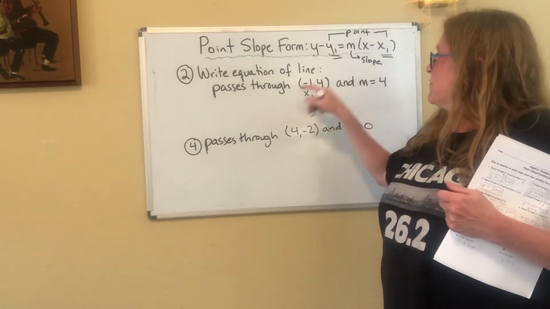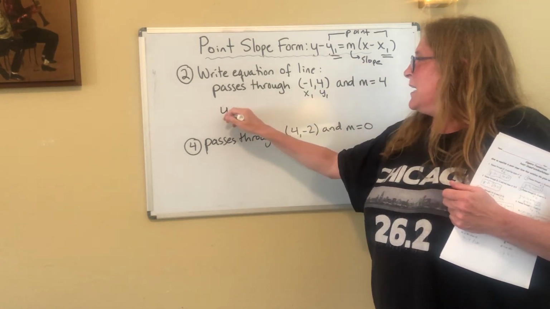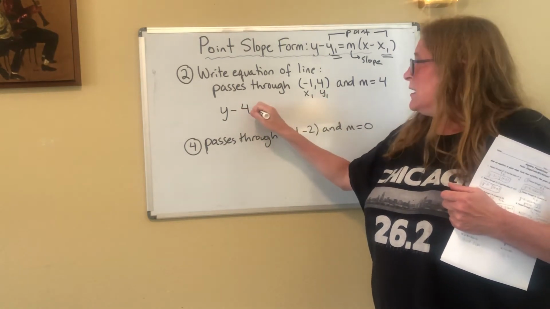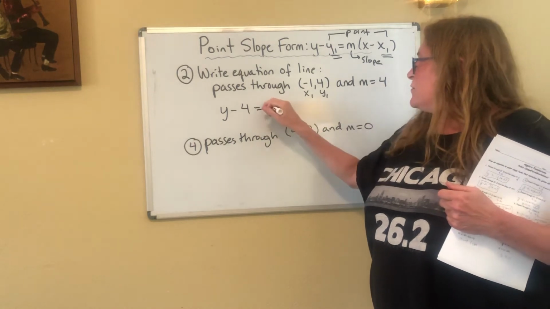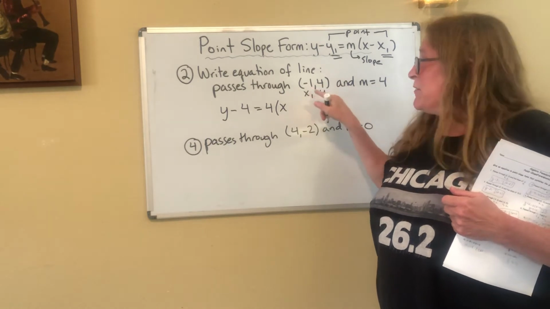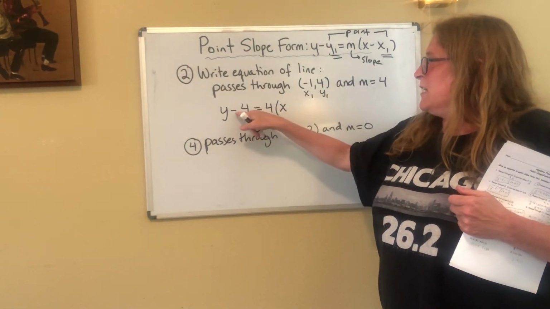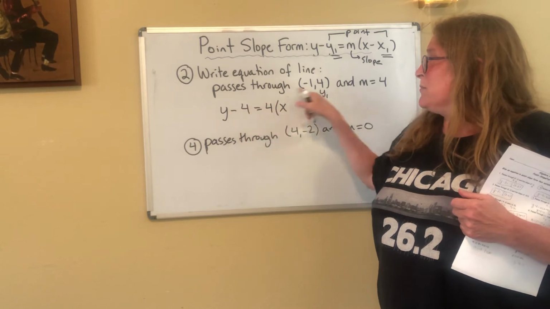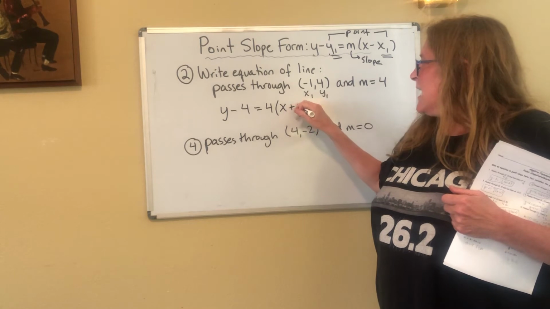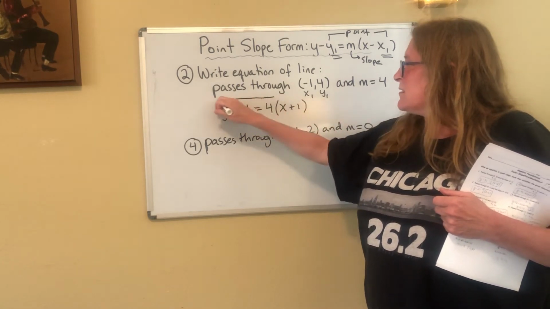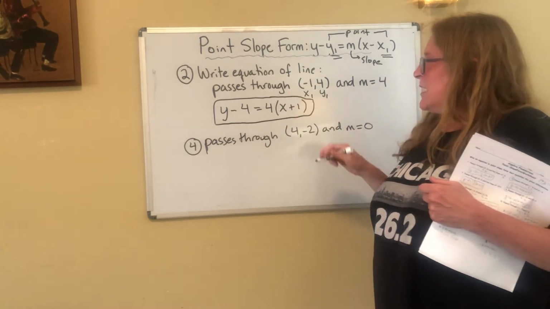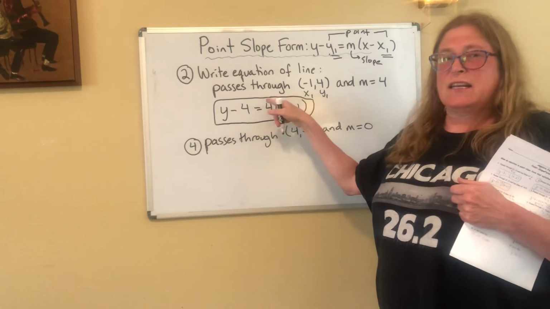So if I want to take this formula, I'm going to say y minus y1, which in this case is 4, equals m, which is 4, times x minus x1. Now remember, it's a little tricky here. Even though that says y minus 4, it actually means that y1 is positive 4. So if x is -1, it's actually going to say x plus 1. That's a little bit confusing. Okay, so that is the line in point slope form.